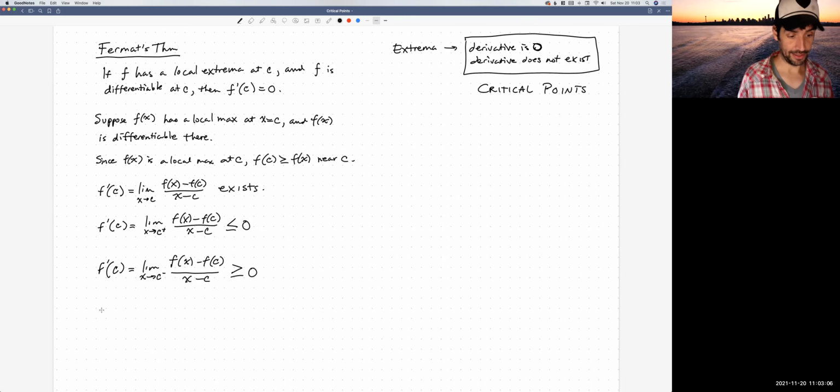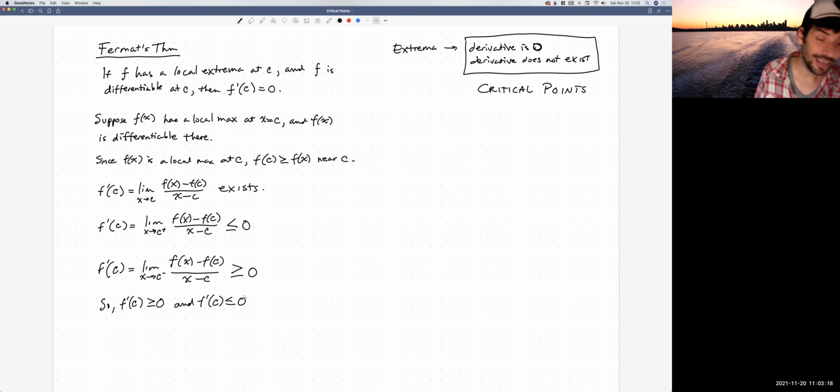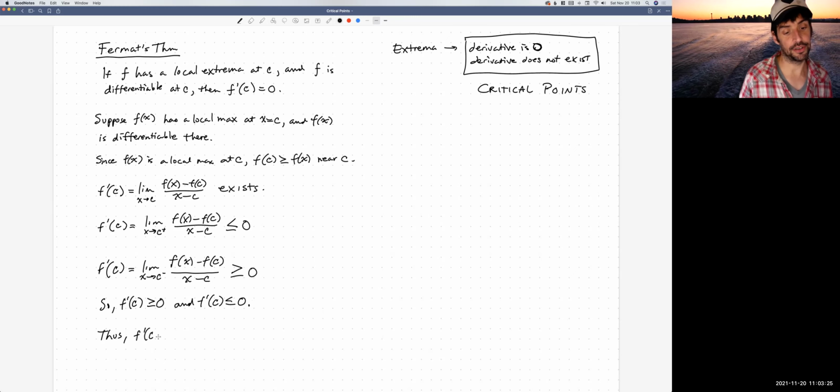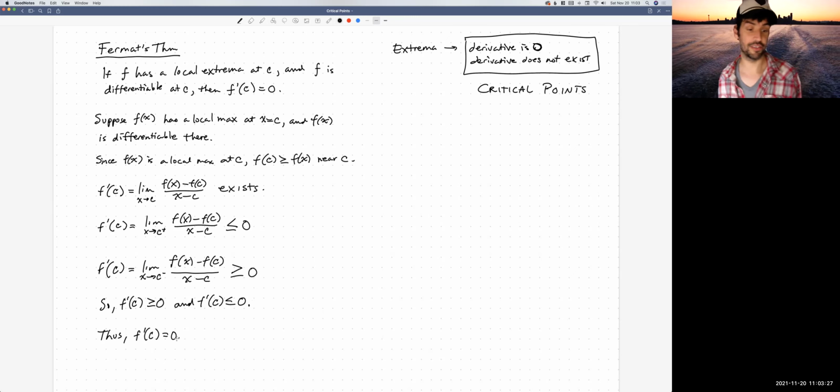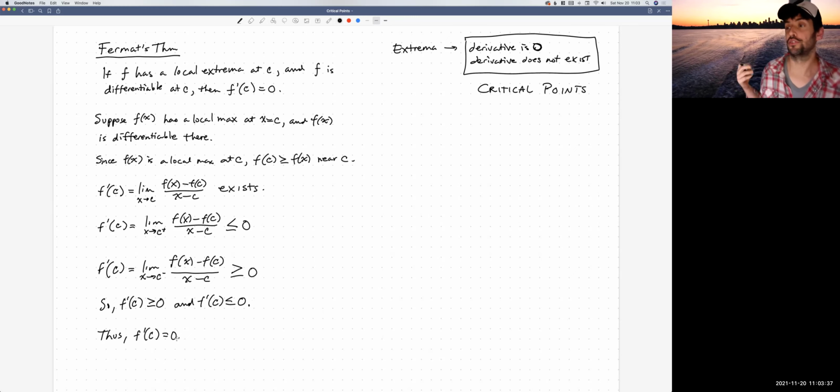Well, what does this mean? It means f prime of c is greater than or equal to 0, and f prime of c is less than or equal to 0. And there's exactly one number that is both less than or equal to 0 and greater than or equal to 0, and that number is 0. We have to take that equal part because these both have to be true. For us to have a maximum here and the derivative to exist, both of these have to be true, so the derivative must be 0.